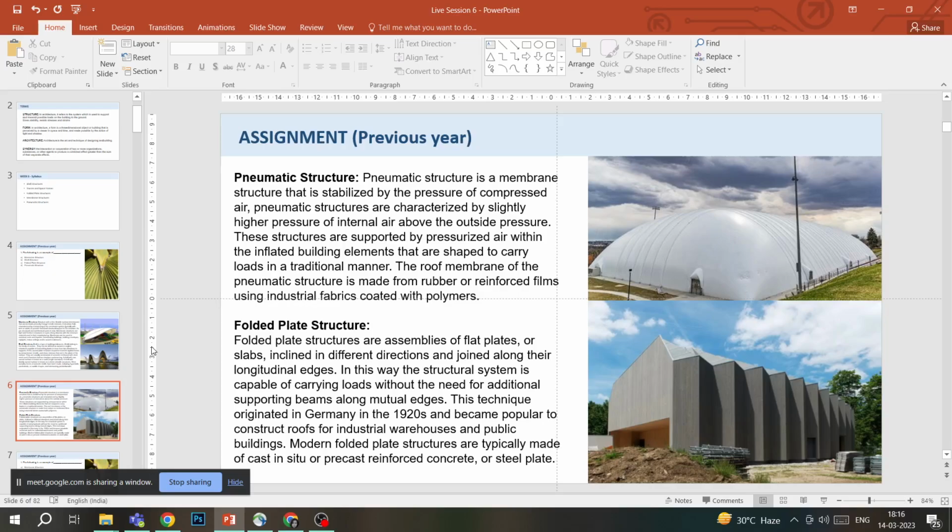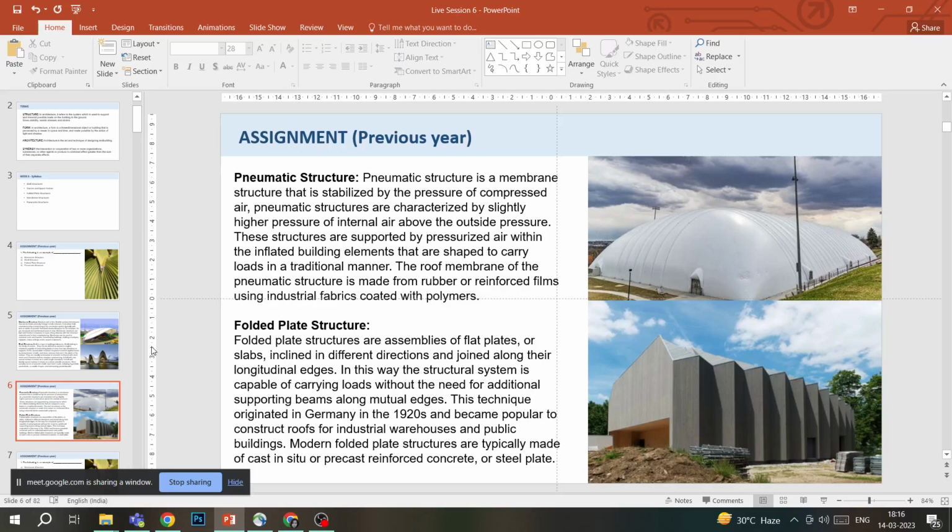And these structures are supported by pressurized air within the inflated building elements that are shaped to carry the loads in a traditional manner. The roof membrane of the pneumatic structure is made from rubber or reinforced films using industrial fabrics coated with polymers. One of the most famous materials used for pneumatic structures is ETFE foils.